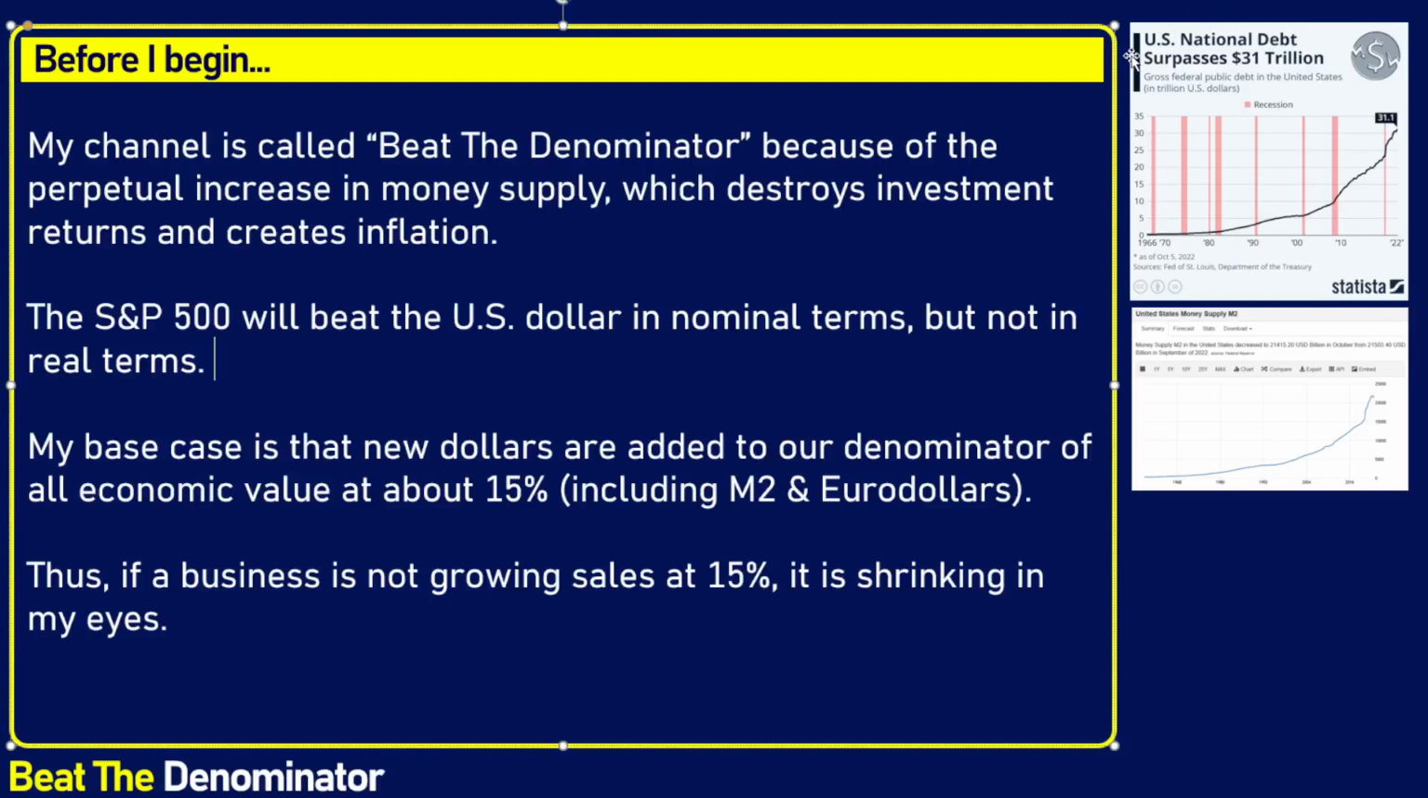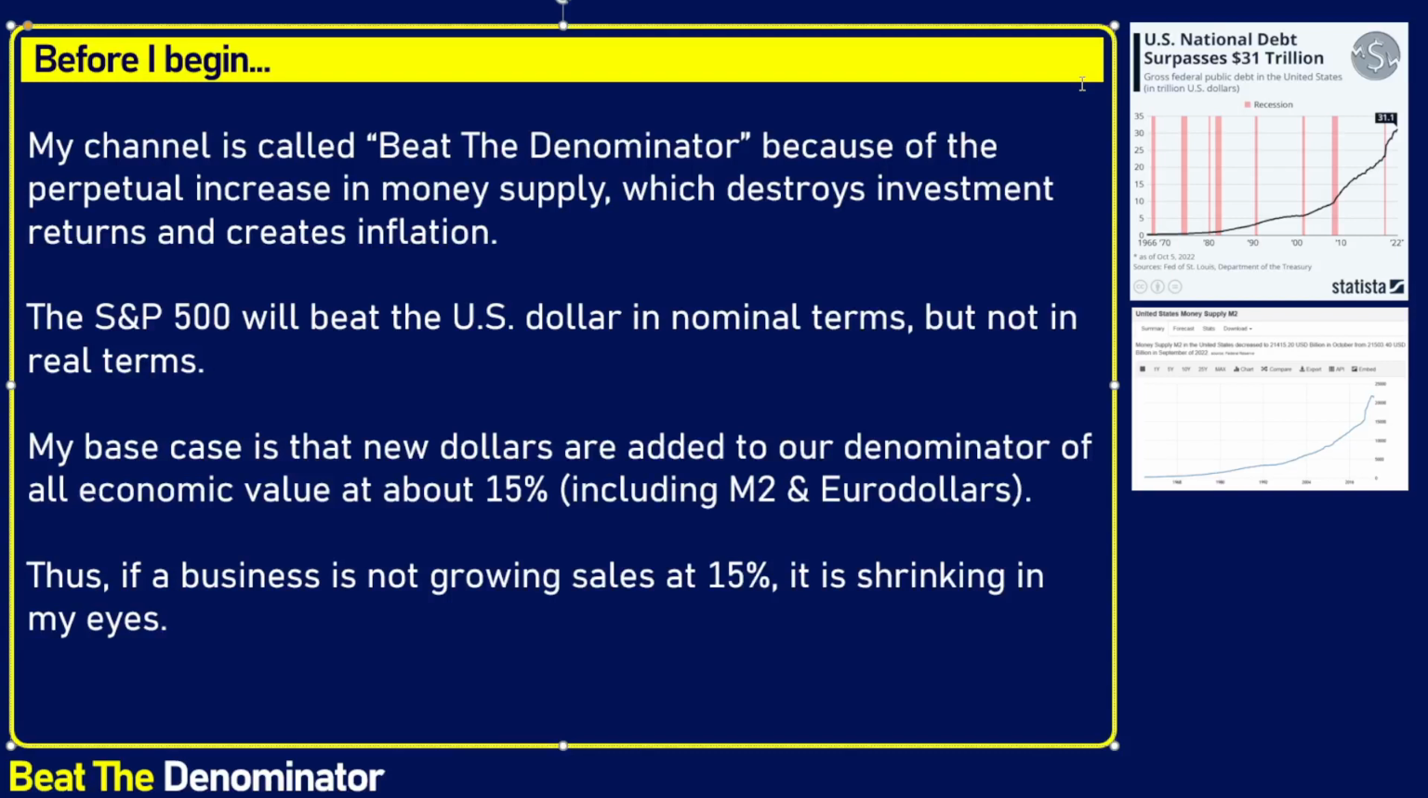So my channel is called Beat the Denominator because of the increase in money supply. I have seen money supply decrease the returns of most investments. And as money supply goes up, not only do you reduce your investment returns, but it also creates inflation, so you can buy less stuff. And the S&P 500 may beat in nominal terms, but it won't in real terms.